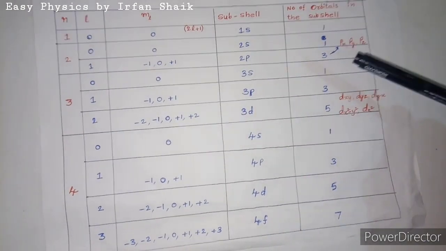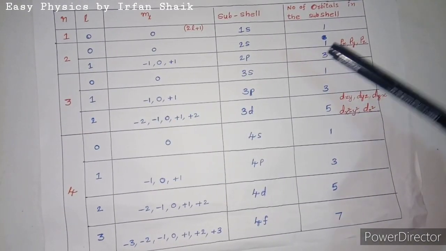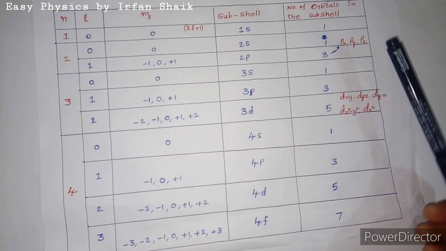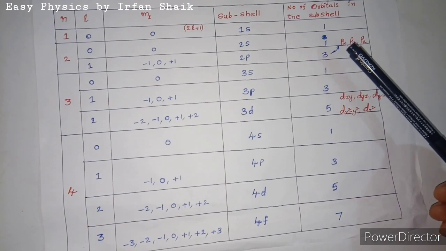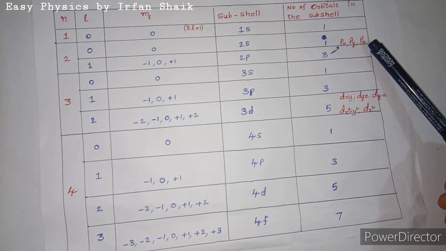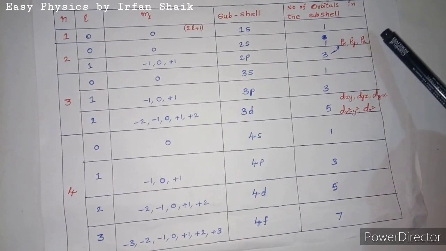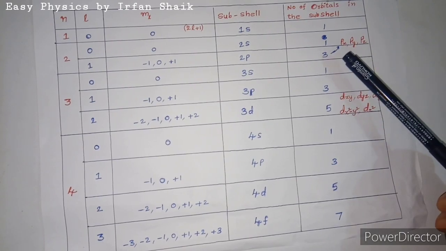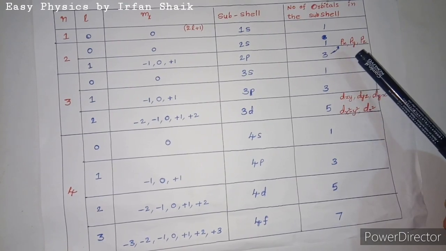So there are three subshells in 2p orbital. That's why we got three values here. So three suborbitals in p orbital we have. They are px, py and pz. These are the three suborbitals of p orbital. So these three p orbitals are present in 2p orbital.